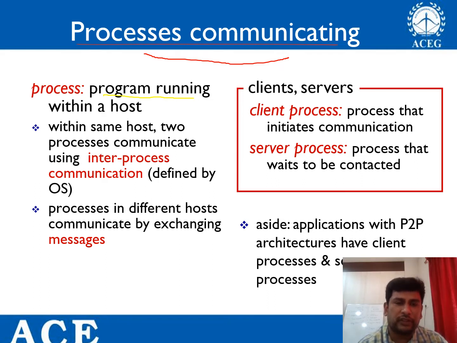If two processes belong to the same host and are trying to communicate with each other, that is, the two processes which would like to communicate are inside the same device, we call it inter-process communication. But when the two processes trying to communicate are on two different devices, they communicate by exchanging certain messages. So within the device, two processes communicate by inter-process communication, and between two devices, we exchange messages.